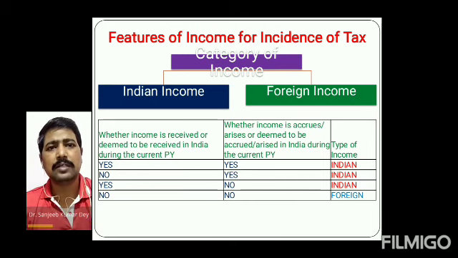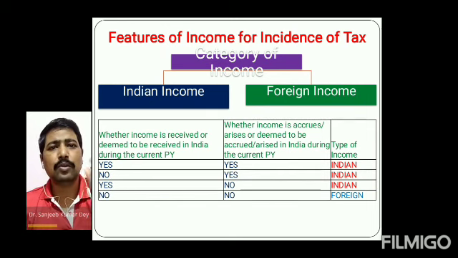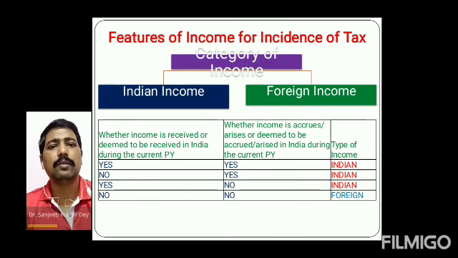To understand which income is to be considered Indian income and which foreign income, I have given a table very briefly. There are two questions you have to ask. First, whether the income is received or deemed to be received in India during the previous year. As an assessee, you ask yourself whether the income considered for taxation is received or deemed to be received in India during the current previous year.